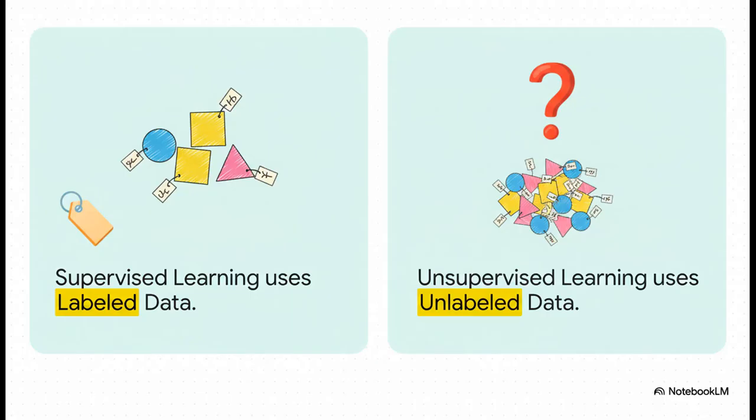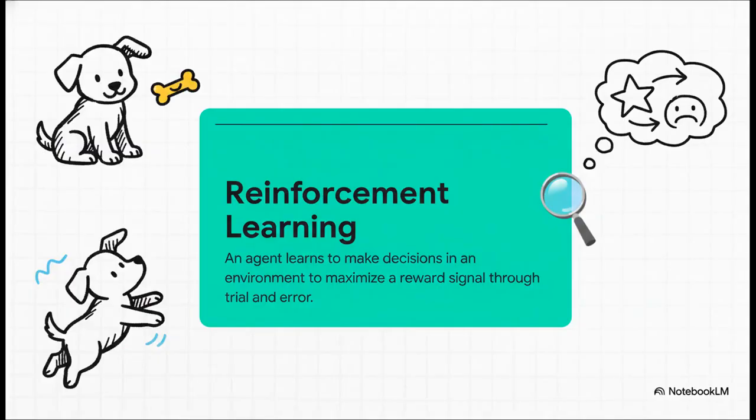So when you boil it all down, the biggest difference is the data. Supervised learning needs that answer key. It needs the labels. Unsupervised learning just dives headfirst into messy, unlabeled data and finds the structure all by itself. The third major type is called reinforcement learning, and this one is all about learning by trial and error.